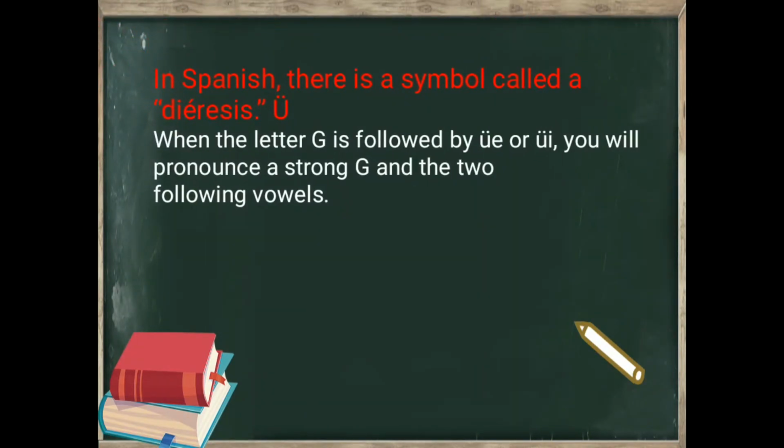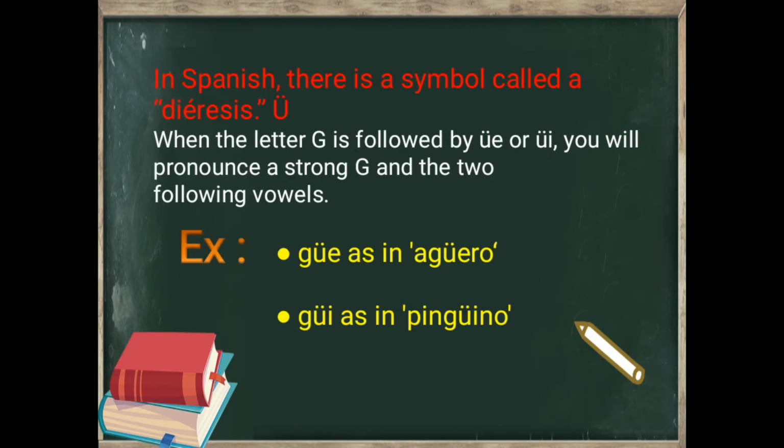In Spanish, there is a symbol called diéresis. You can see the symbol after the word diéresis. When the letter G is followed by the diéresis E or diéresis I, you will pronounce a strong G and the two following vowels. For example, G diéresis E as in agüero. G diéresis I as in pingüino.